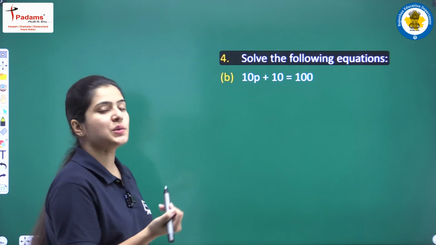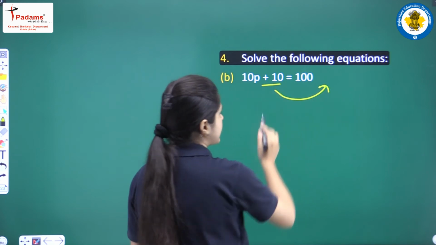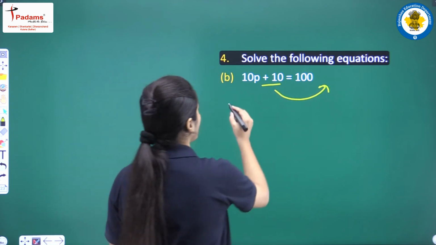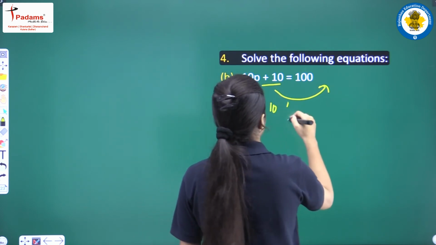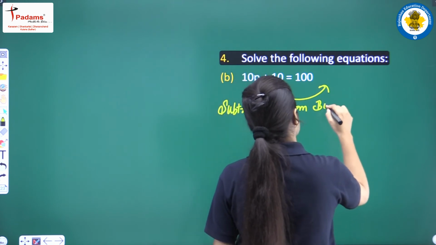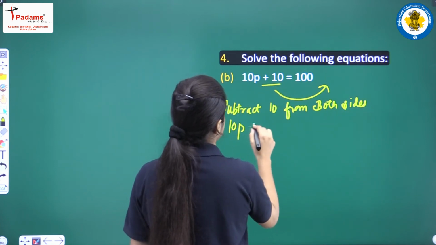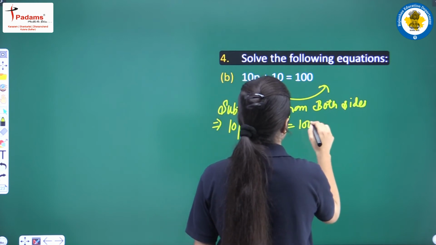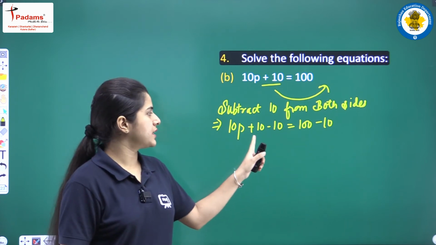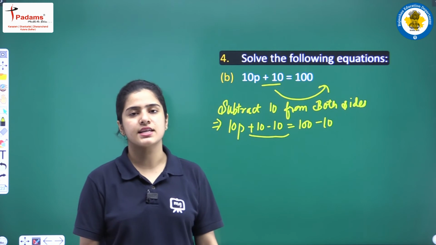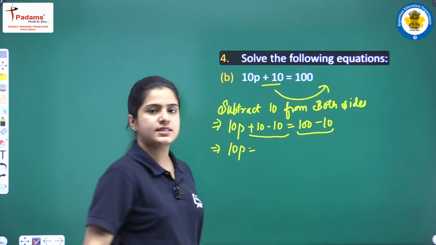Okay students, looking at another question, 10p plus 10 is equals to 100. Now we have to take this 10 to this side. So basically we have to eliminate this 10. Okay, so subtracting 10 from both sides. 10p plus 10 minus 10 is equals to 100 minus 10. Now students, plus 10 and minus 10 is equals to 0. So this is 10p, which is equals to 100 minus 10, which is equals to 90.